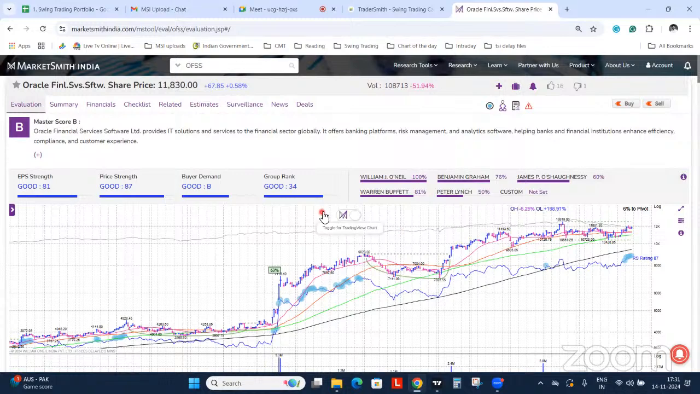12,300, 12,400 on the upside. So for OFSS to turn more bullish, it must cross at least 12,300 and remain trading above that. Then only can I say it will go further toward 14,000. Otherwise, it will remain trading sideways with a positive bias. Overall trend and sentiment are positive in this stock. Next one is Privy.